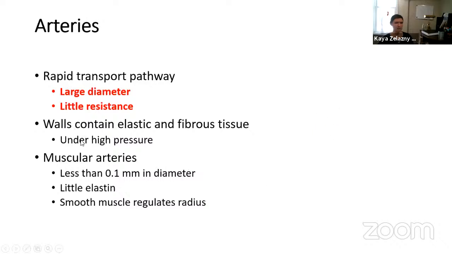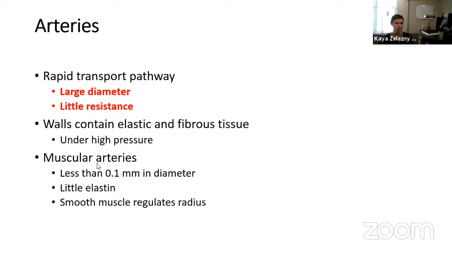So those arteries are in this high pressure region. And those arteries are also sometimes going to be acting as pressure reservoirs. So specifically the aorta, I'll talk about that in a second. The other type of artery, right?